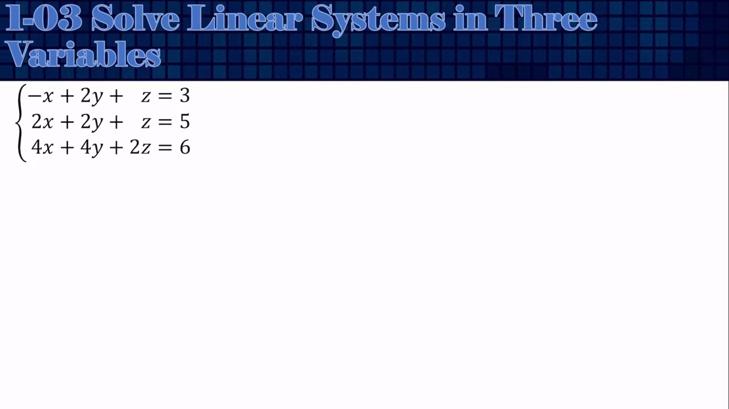Let's try another one. Well, what shall we eliminate this time? z? All right, we can eliminate z. So in the first two equations here, I'm going to multiply the top one by a negative 1. All right, so the first one multiplied by a negative 1 would be x minus 2y minus z equals negative 3. Second equation, I don't have to do anything to it to eliminate the z.